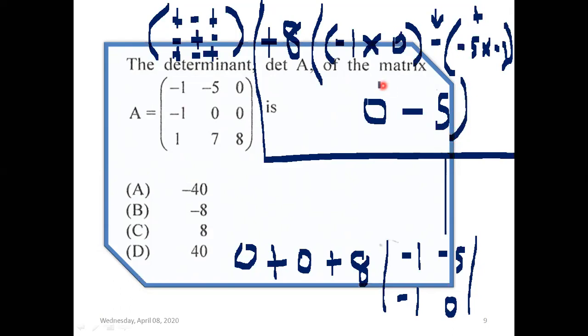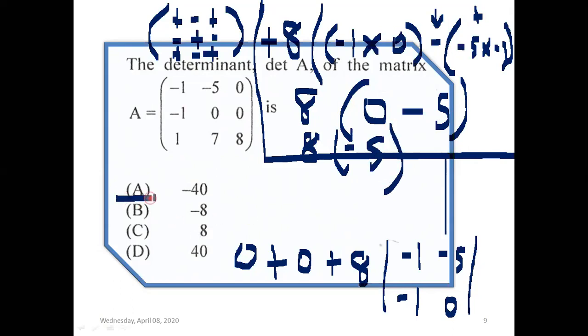Okay, you got that? Yes, sir. This is going to be negative 5, right? Yes, sir. So hence you get negative 40. All right. Any questions? Nope. All right.